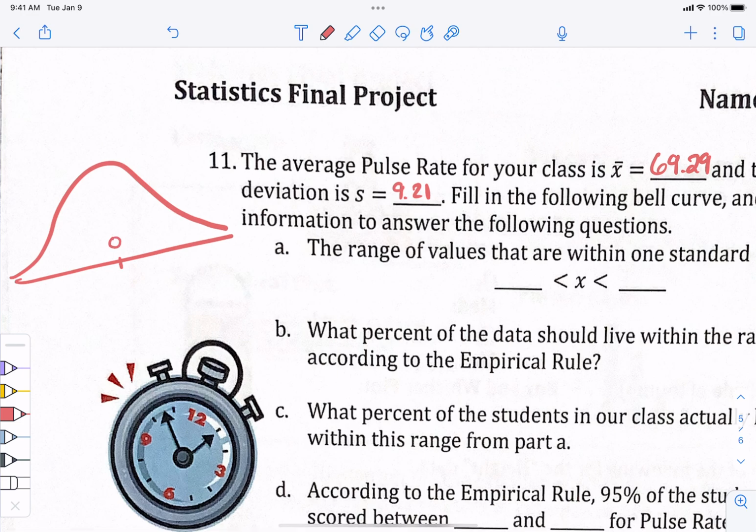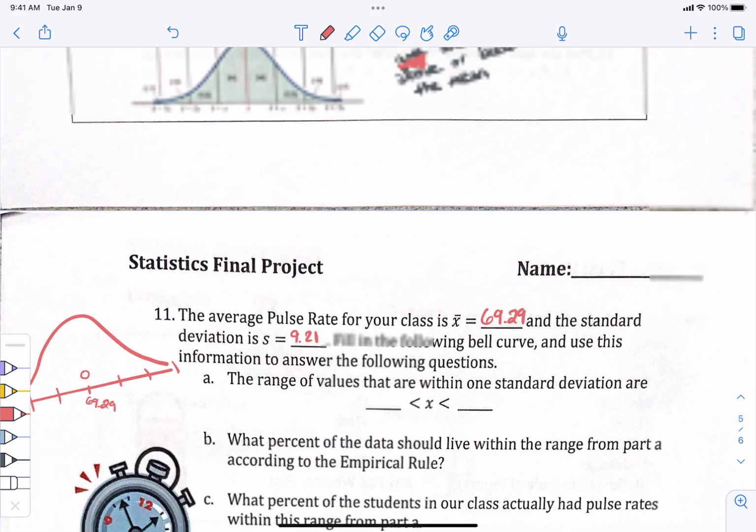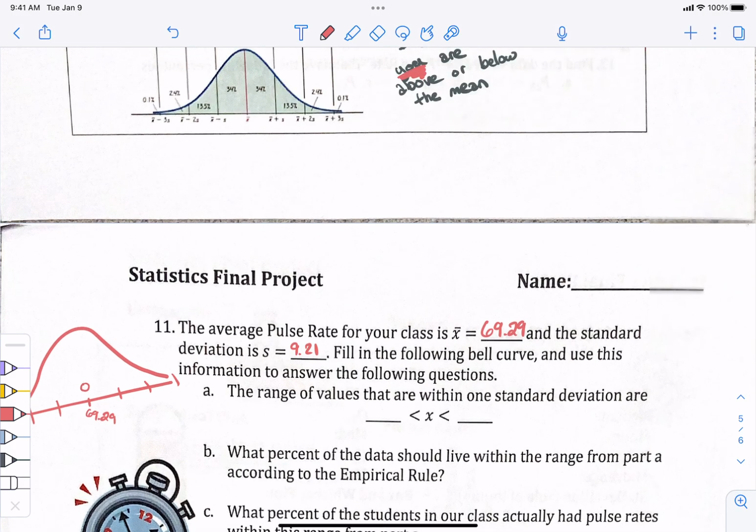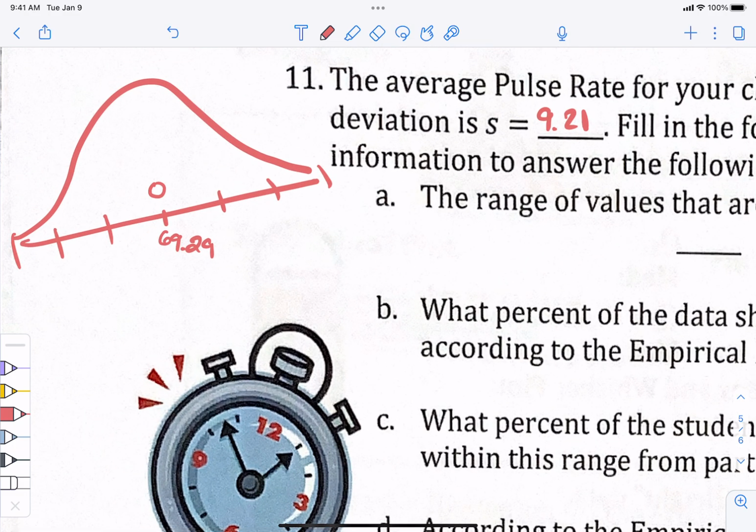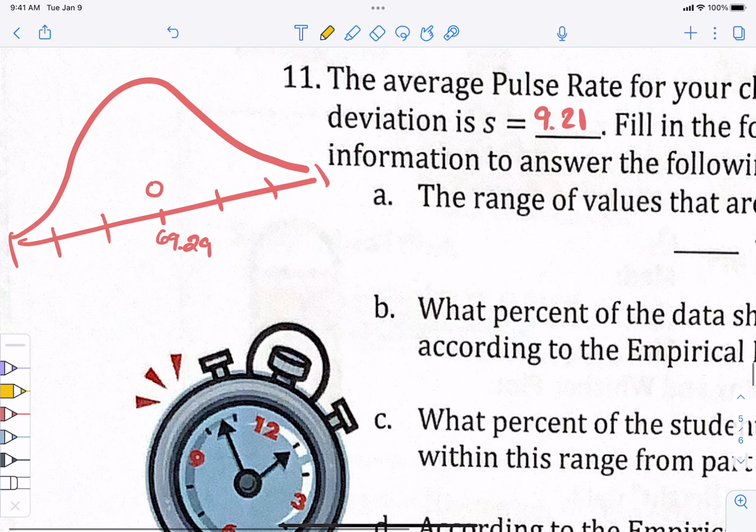Well, 0 is a z-score, right? But 69.29 goes there. And then we go 1, 2, 3, and 1, 2, 3. I guess we could label them here if you want to. Now how do I find the other markings? You add and subtract the 9.21.